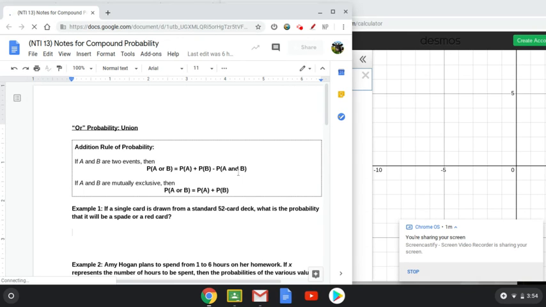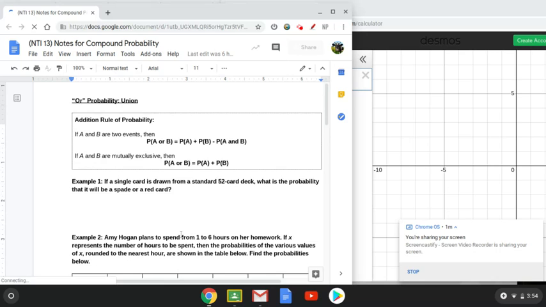This last little part right here, where it says minus P of A and B, we'll talk about that a little bit more here in just a minute. But what that's referring to is if you have something that falls in both categories, A and B, don't count it twice. That's what it's talking about. So let's go ahead and get started on this.